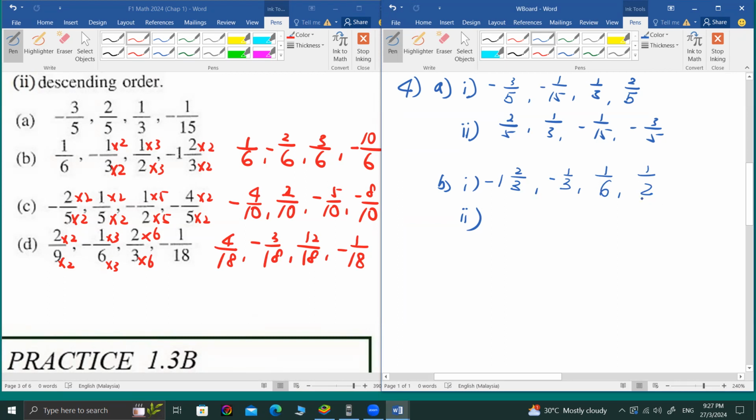Then for descending, okay, you copy in reverse like that. Which one? Reverse means from right to left is the descending order.